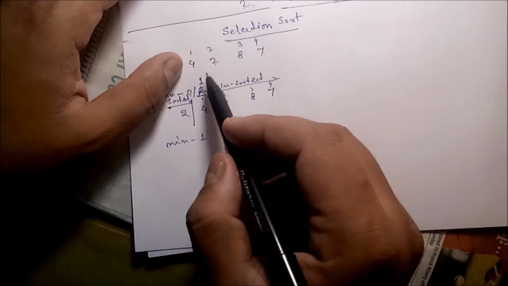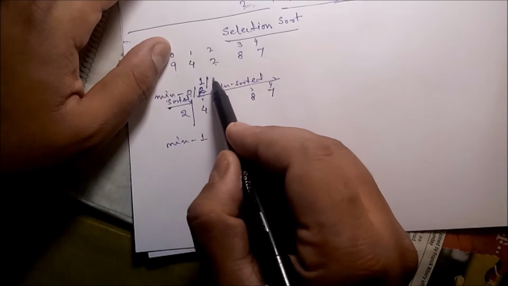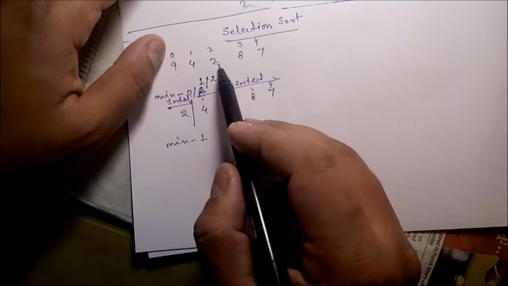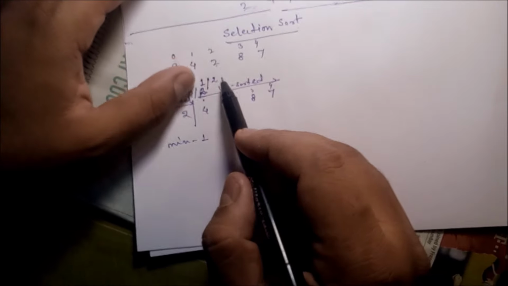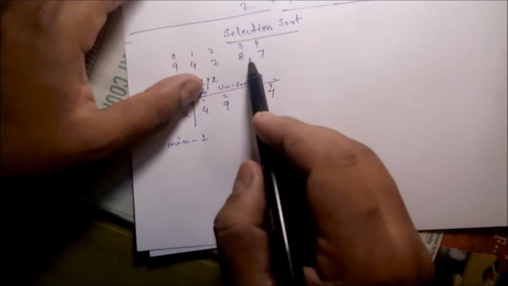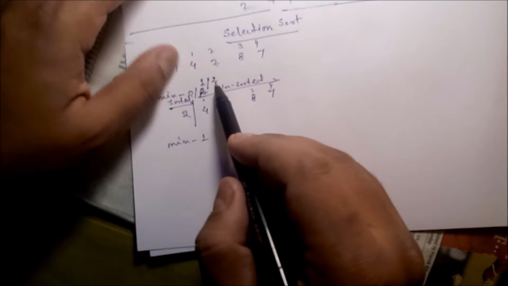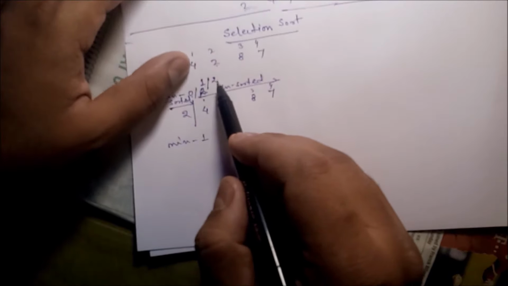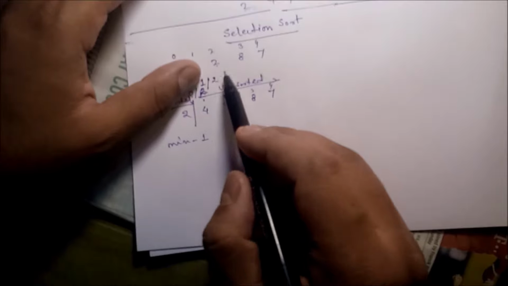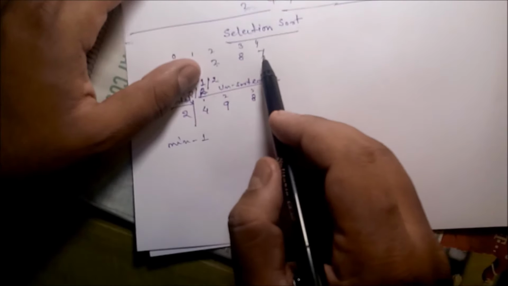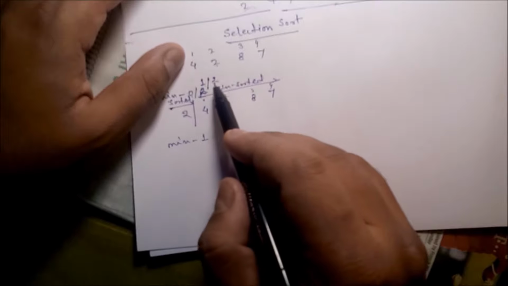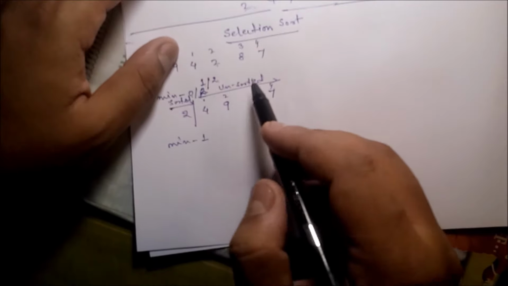Now 2 is smaller than 4, then update the index value. Now the index value is 2. That means the minimum value is in index 2. Now compare 2 with 8. Okay, now 8 is greater than 2, so keep the minimum value in the second index. Then compare 2 with 7, so 7 is greater than 2, so the minimum value is in index 2.